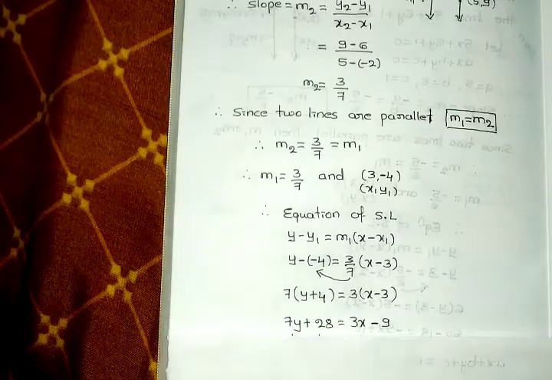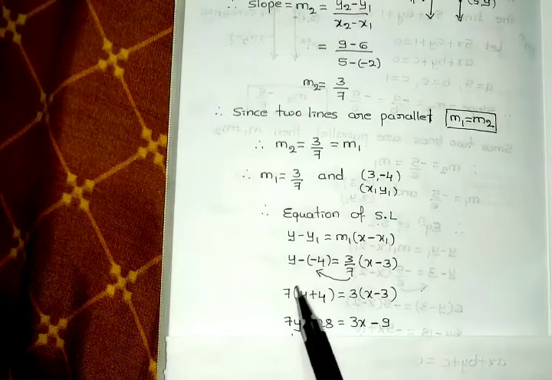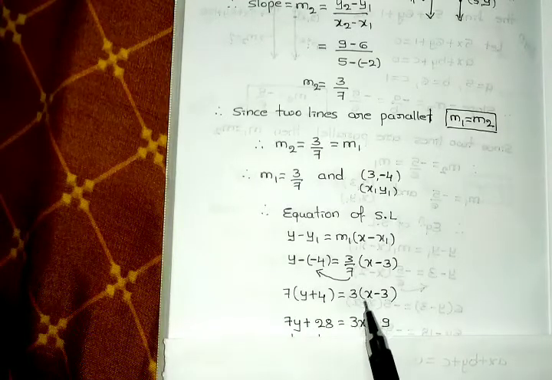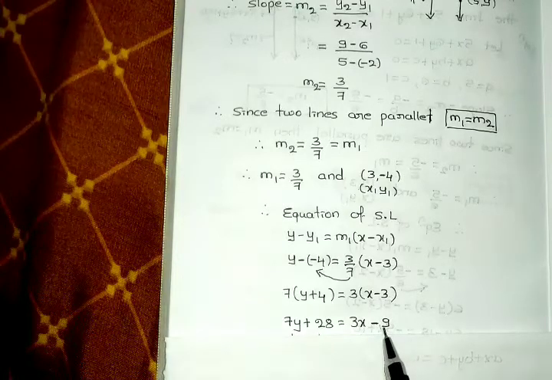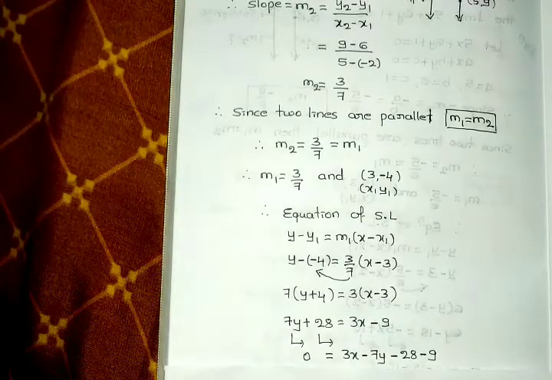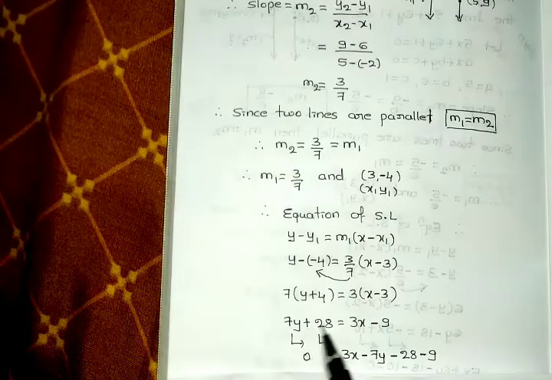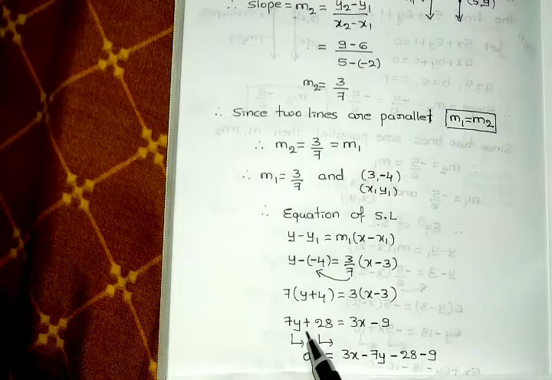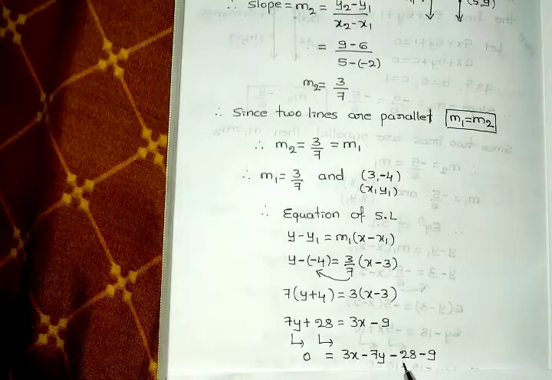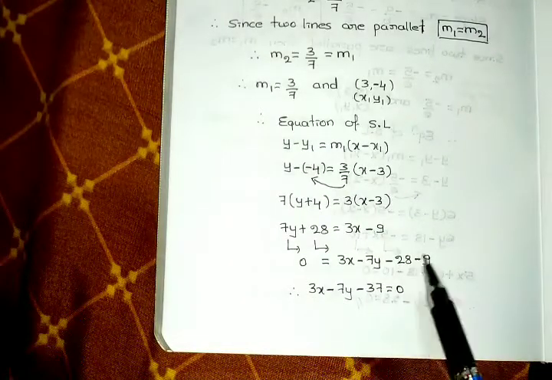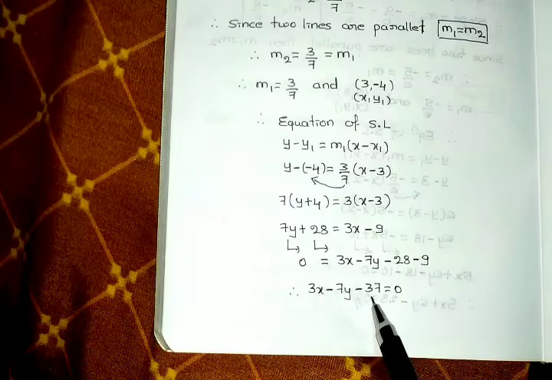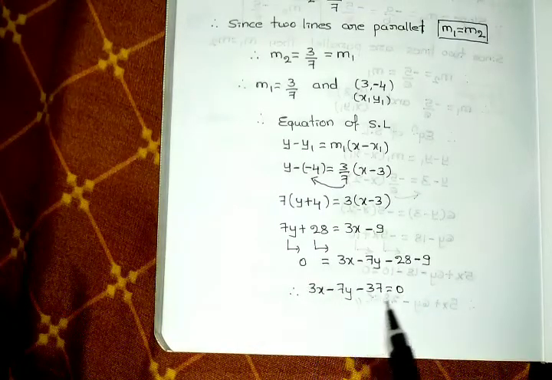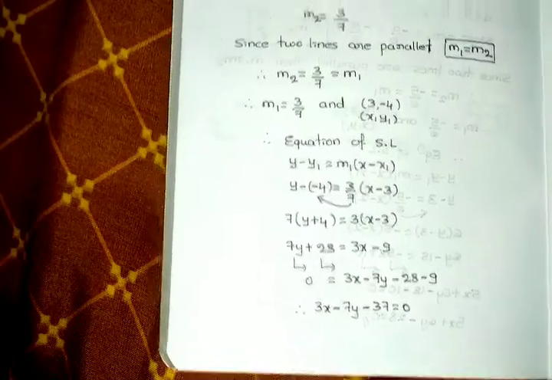Open the bracket. Therefore 7 into y is 7y, 7 into 4 is 28, 3 into x is 3x, 3 into minus 3 is minus 9. X contains a positive sign, so for that reason I am going to shift plus 7y plus 28 to the right hand side. Therefore the left side is 0 equal to 3x, keep it as it is, plus 7y becomes minus 7y, plus 28 becomes minus 28, and minus 9 is already present. Therefore 3x minus 7y minus 28 minus 9, that is minus 37, is equal to 0. So this is the required equation of the straight line. So this is type 2.